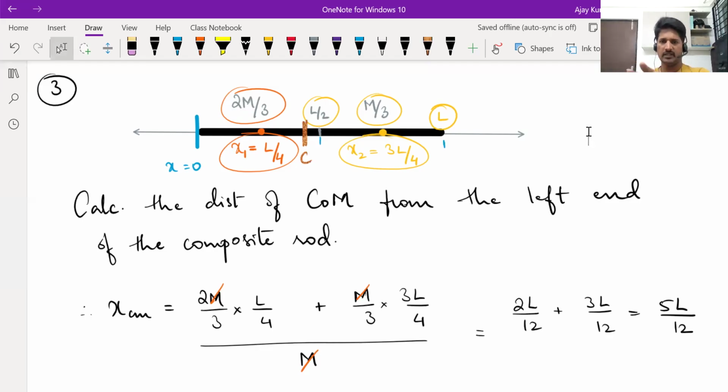So we are again using the same idea that a combination of systems can be treated as a collection of particles. So this composite rod is being treated as two separate smaller rods, and each smaller rod was replaced by a single particle at its corresponding center of mass. That's all. And we found out the overall center of mass of this system.